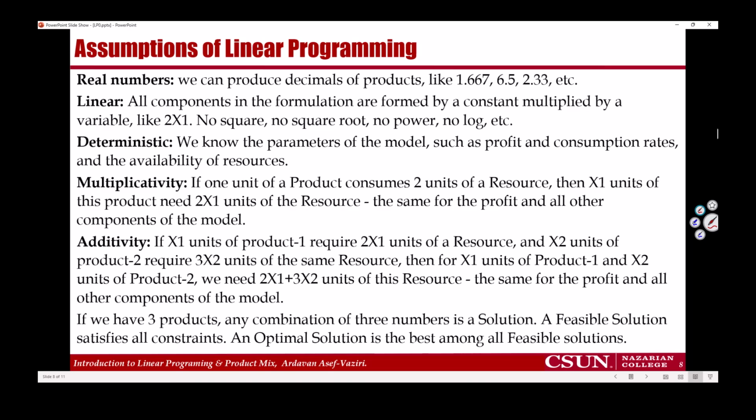If we produce 3 products, any combination of numbers that we put in front of those 3, x1, x2, and x3, is a solution. Then we have a feasible solution. A feasible solution is a solution which satisfies all constraints. Then we have an optimal solution. An optimal solution is the best feasible solution. If you are maximizing the objective function, that is the largest value. If we're minimizing the objective function, that is the smallest value, the optimal value.